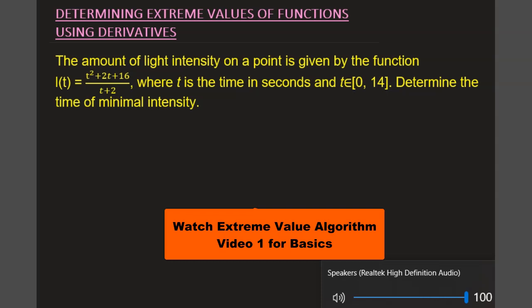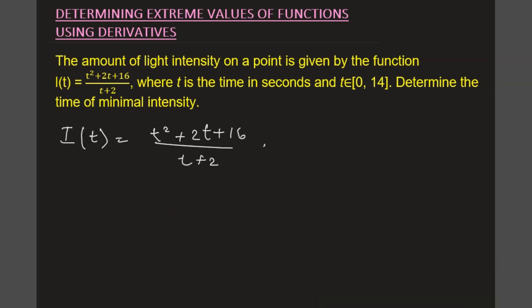Let's determine the maximum and the minimum values of a function using derivatives. As we know, maximum and minimum values are also called extreme values. So we will be using the extreme value theorem or extreme value algorithm to find out the extreme values of a function. We are given the function as it and we're given our domain as this. We will follow the steps of the extreme value algorithm.